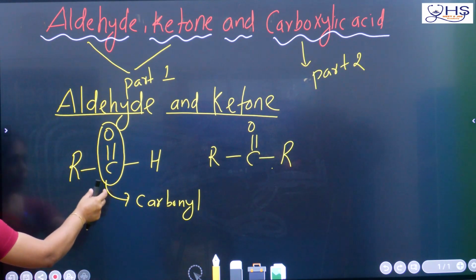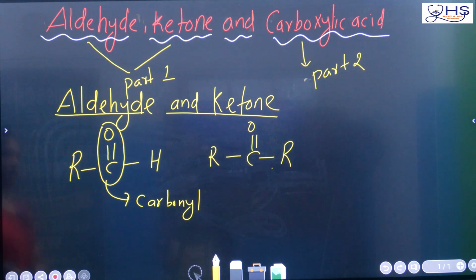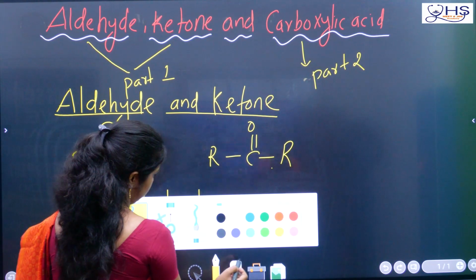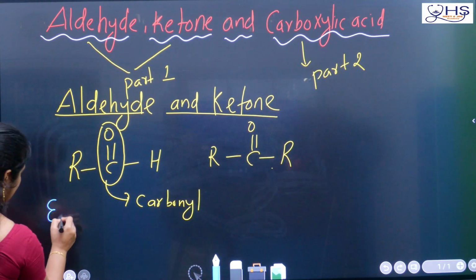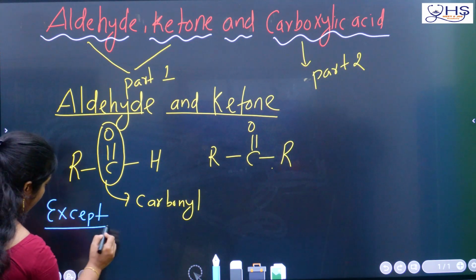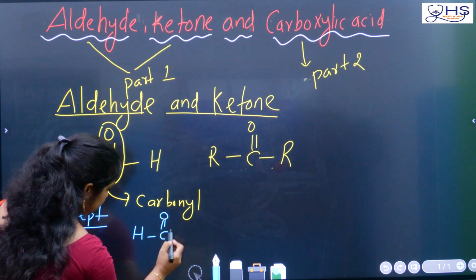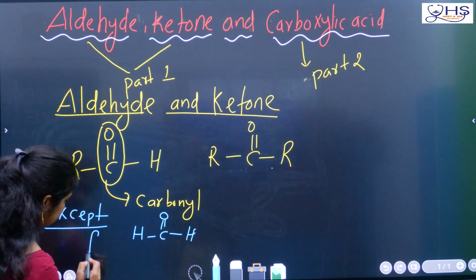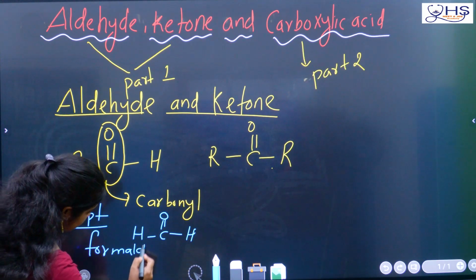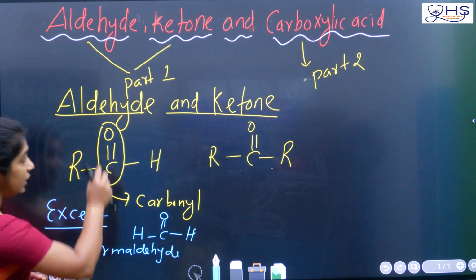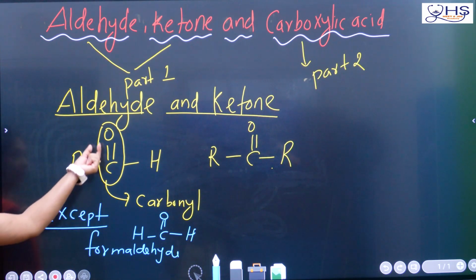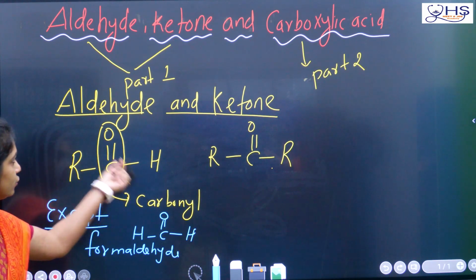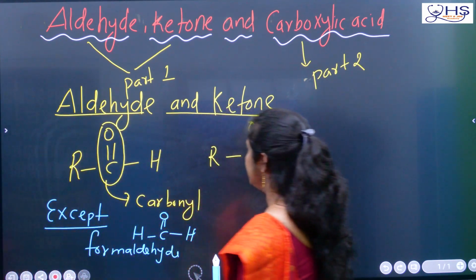So from the carbonyl group, one side hydrogen and the other side alkyl group is aldehyde, and from the carbonyl group, both sides alkyl group is ketone. Here in the case of aldehyde, except formaldehyde. In the case of formaldehyde, both sides of the carbonyl group you have hydrogen, and this compound is known as formaldehyde. So aldehydes and ketones both contain the carbonyl functional group; one side alkyl group and the other side hydrogen is aldehyde, both sides alkyl group is ketone.